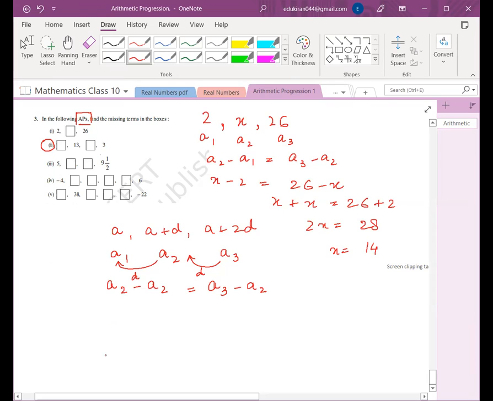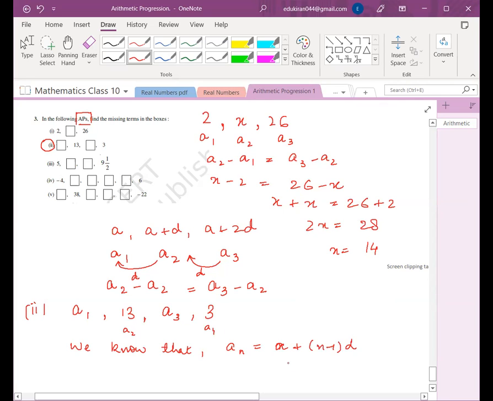Look at the second one. In the second part, you don't know how much is A1, then you have 13. Then you don't know how much is A3, and then you have 3. So basically, this is your A2 and this is your A4. So A2 and A4 are given. Now you know the general formula of the nth term. An is equal to A plus n minus 1 into d, right?